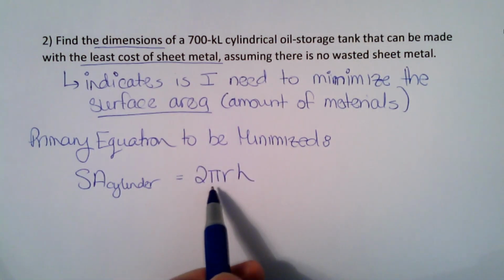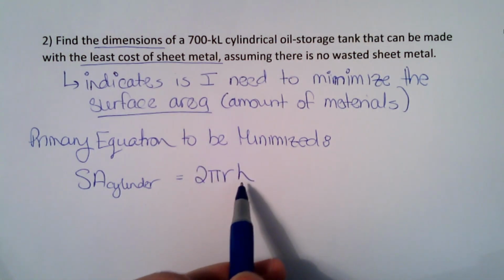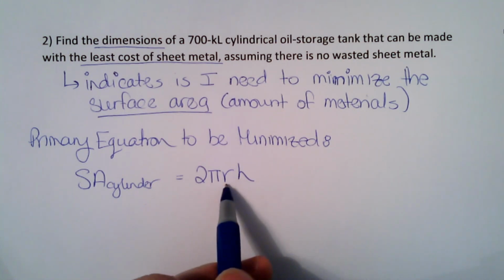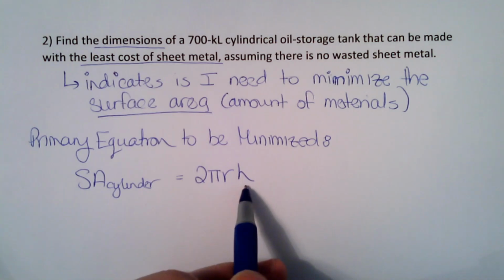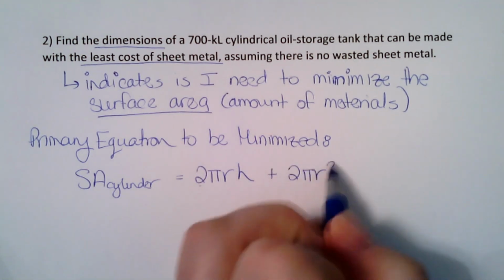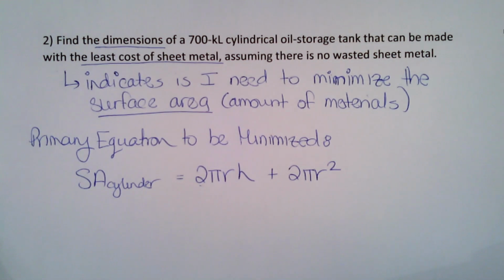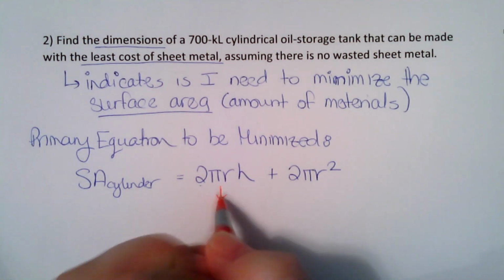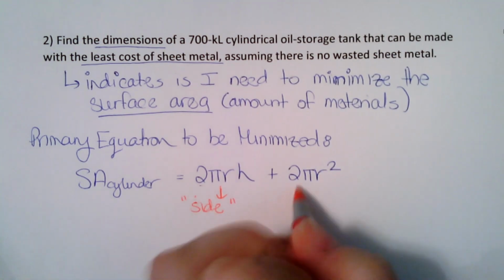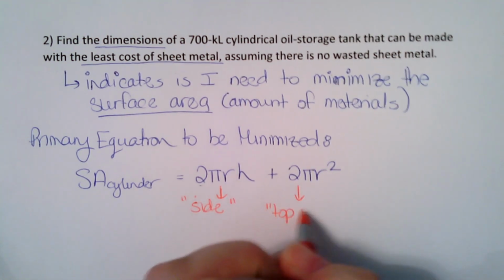Okay, so this is the side. Again, it's like ripping the label off the soup can. So this is the circumference of the can times the height. So if you rip the soup can label off, you actually get a rectangle. This is length times width, essentially. So then you have your 2 pi r squared, and that represents your top and bottom. So this is the side, this is the top and bottom.